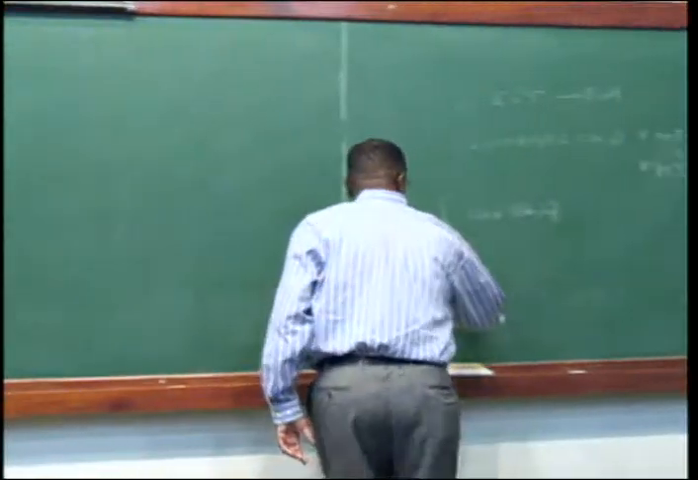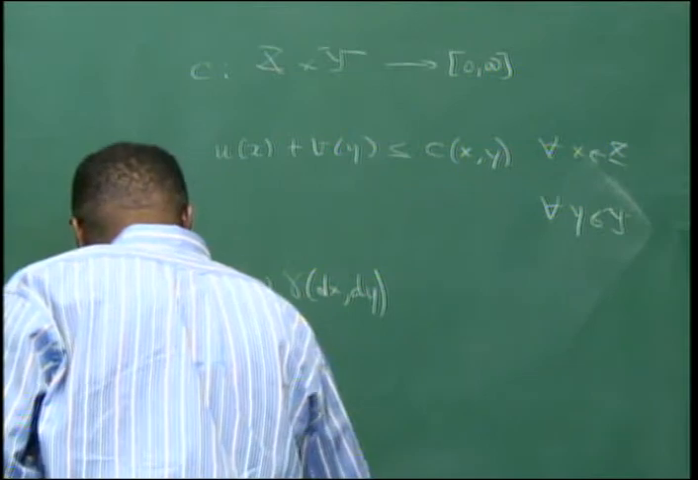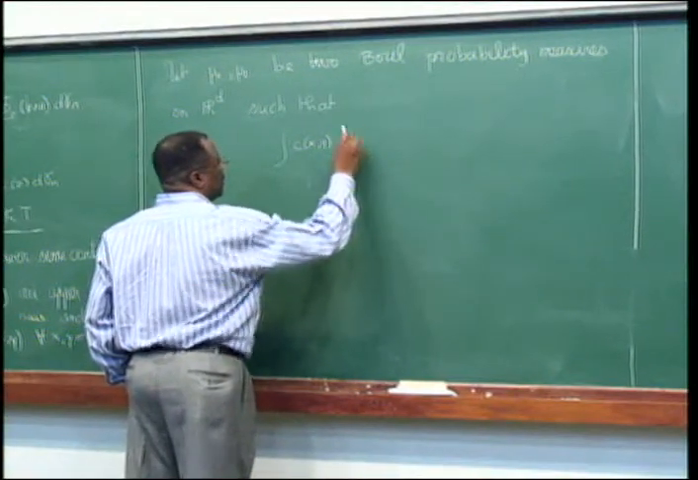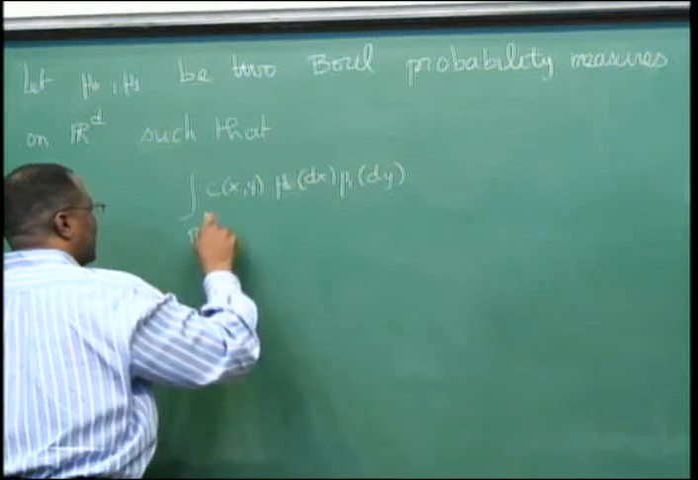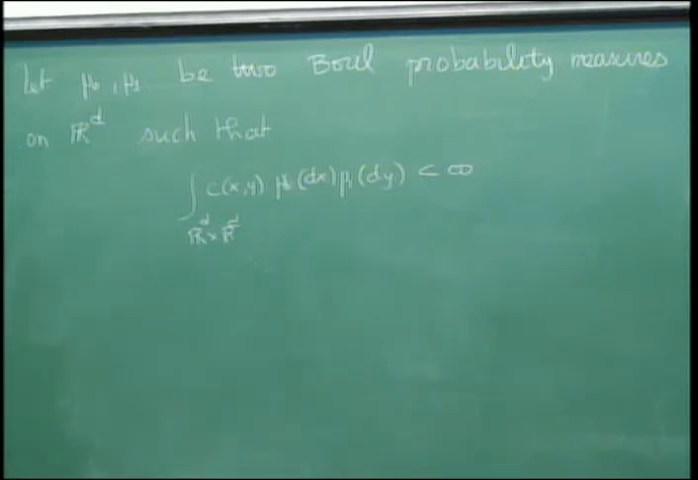Okay. So the set of gamma which has mu naught and mu1 as marginals contains the product measure. So it is not empty. One can check that the product measure has mu naught and mu1 as marginals. So I am going to make the strong assumption that the integral of C of x, y, mu naught d x, mu1 d y over R^d cross R^d is less than infinity. So that guarantees that my cost function is not identically plus infinity.